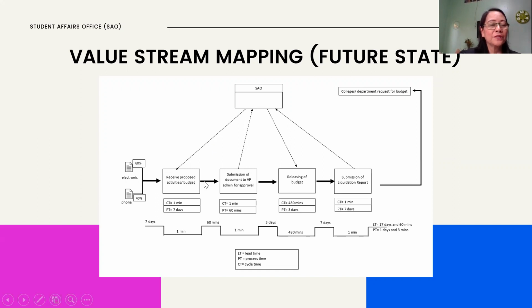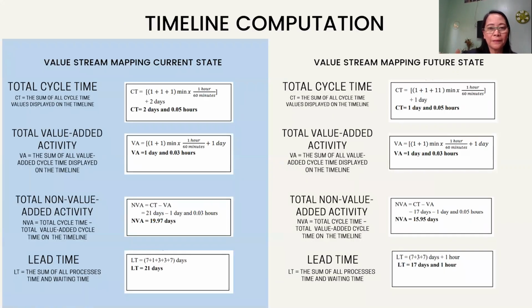And all we have to do is just to extract the data and the activities and the budget, finalize it, and then submit it to VP for admin for the approval. So again, we have shown here the process time and the cycle time, and also the lead time. So this is how we compute the timeline.